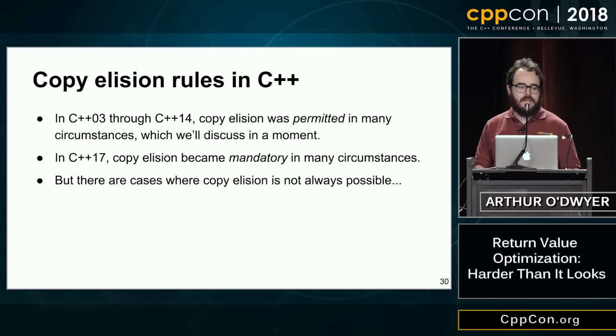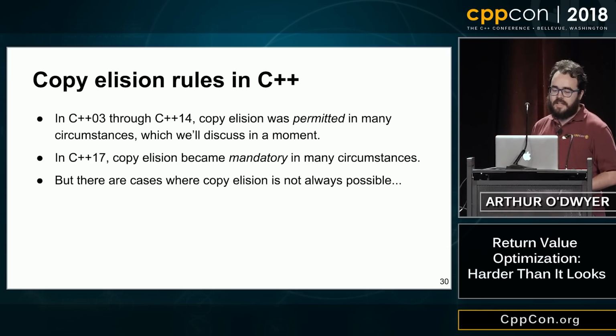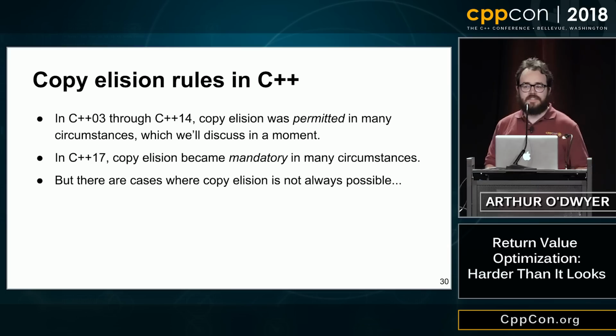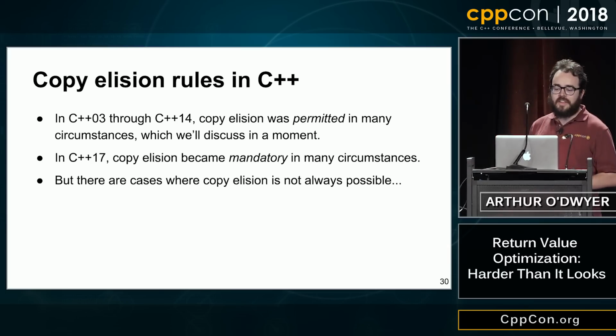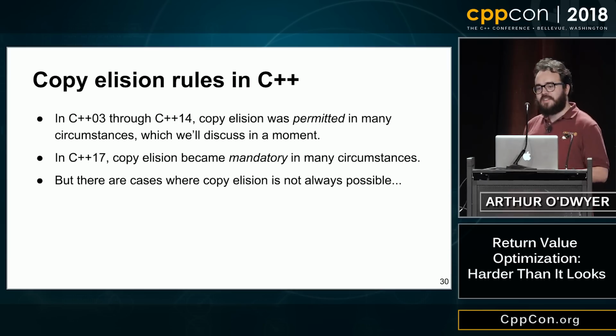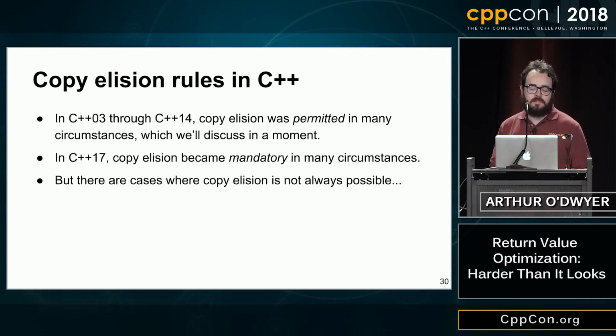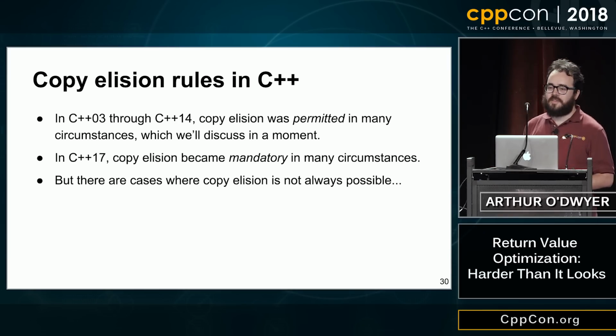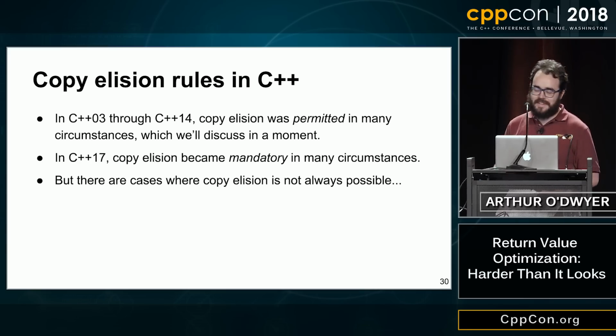constructing in place, was permitted in many circumstances, but not guaranteed. Or it was guaranteed in practice. Every compiler since the mid-90s has done this, but it is permitted but not guaranteed officially. But in C++17, this became mandatory in many circumstances. So now not only can you rely on it in practice, you can also rely on it in theory, which is nice. There are some cases, though, where copy elision is not possible.